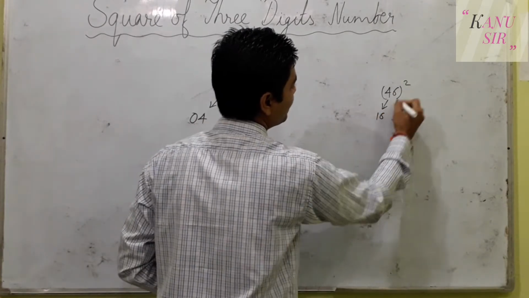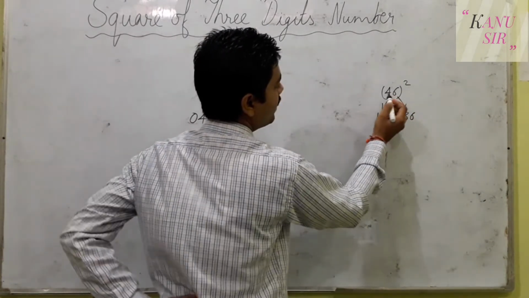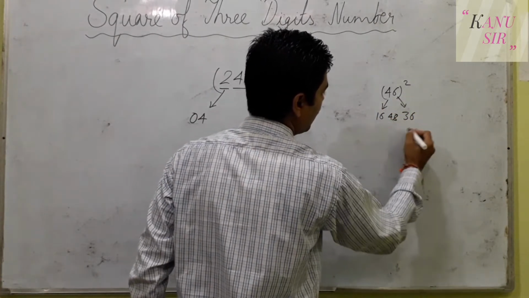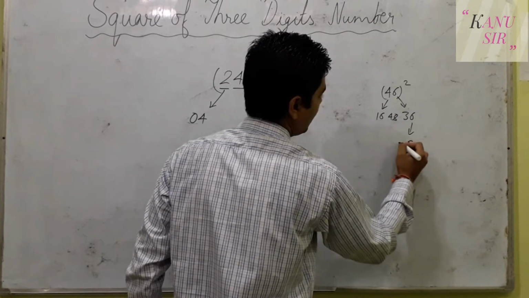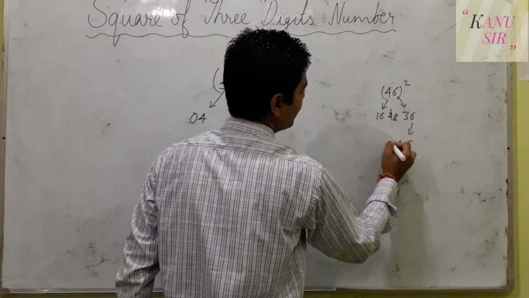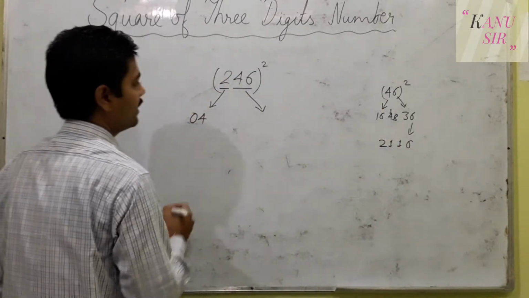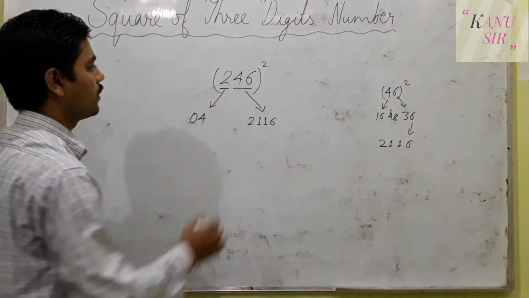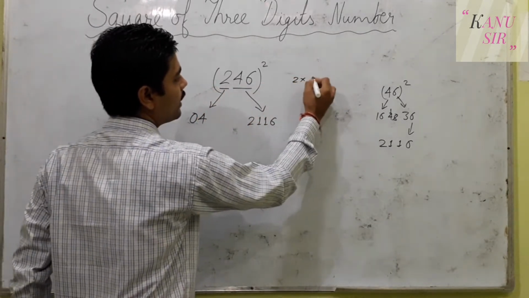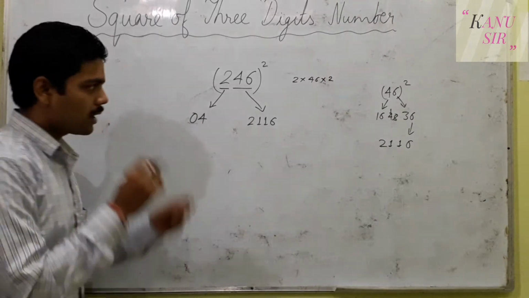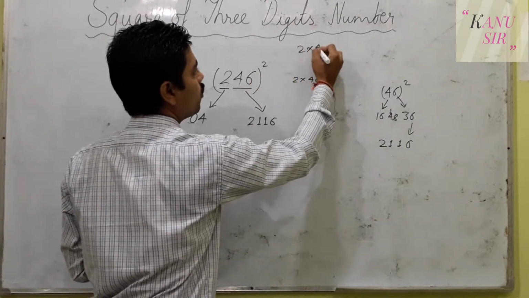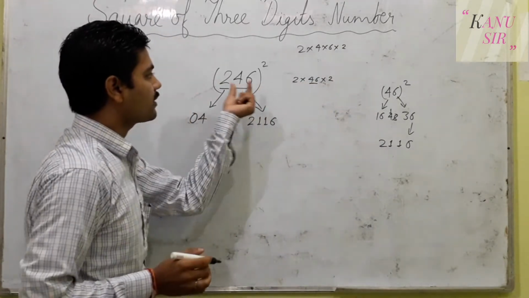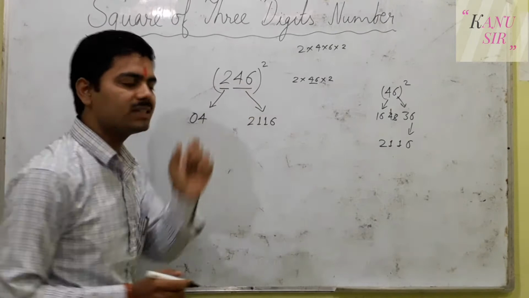The square of 4 is 16 and of 6 is 36, and 4 times 6 is 24, times 2 is 48, and as I have said, we have to add here: 6, 8, 3, 11, 1, 4, 5 plus 6, 11, 1 and 2, 1, 1, 6. I'll write 2116. And now the product of 2 and 46. We are not going to do 2 into 4 into 6 into 2, but we will do this one because we have separated these 3 digits in the form of 2 digits.